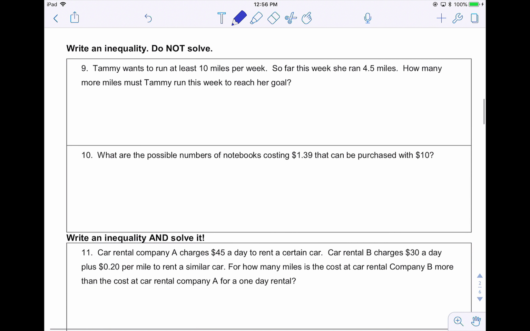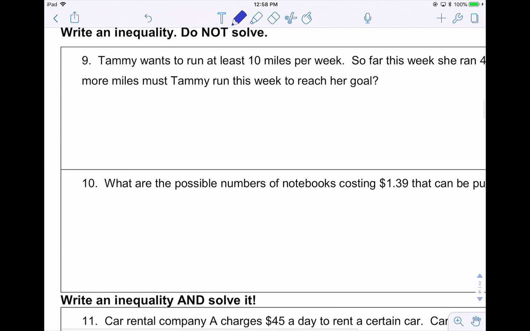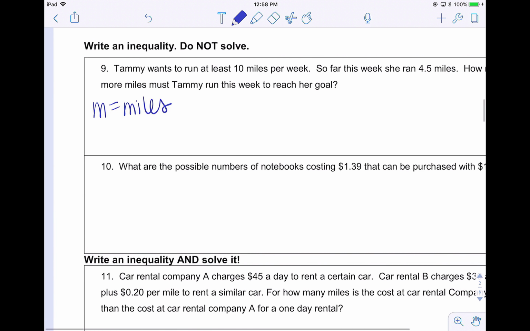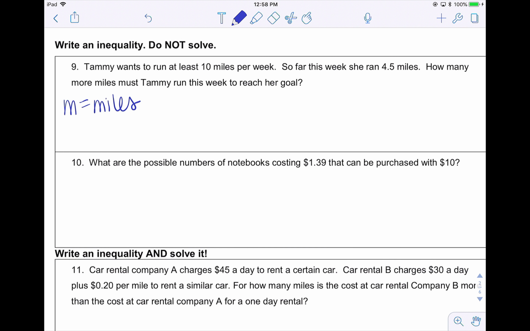Problems 9 and 10, they want me to write an inequality and not solve it. So 9, Tammy wants to run at least 10 miles per week. So far this week, she's run 4.5 miles. How many more miles must she run this week in order to reach her goal? So m is going to equal miles. So we're going to see how many miles she needs.